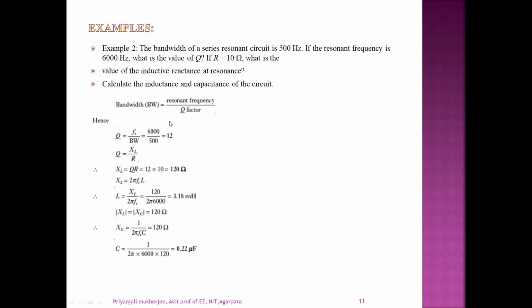So let's take another example. Here bandwidth is given and the resonating frequency is given, and we need to find out the value of Q. R is given and inductive reactance at resonance is given. Now bandwidth is the ratio of resonating frequency by Q factor. The Q factor becomes the resonating frequency by the bandwidth. From this equation we can find out that XL and XC are the same at resonance. So XL becomes XC, that is also equal to 120, and X equal to 1 by 2 pi FC. So we can find out the value of C, that is 0.22 microfarad.